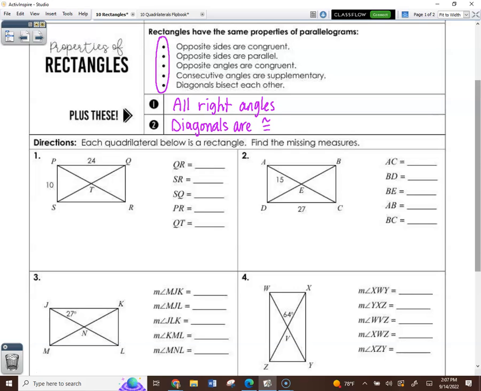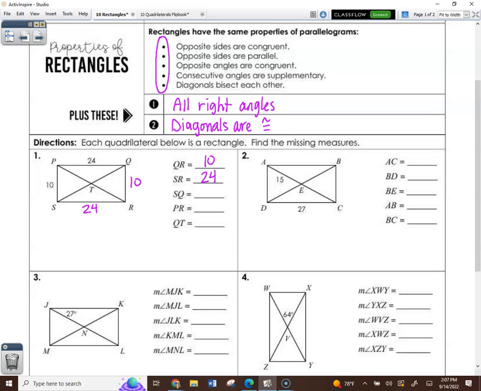Please look at number 1, and please find the first 2. It should be a piece of cake, which I'd love to have right now, but I don't. So let's just power through it. Please find the first 2. It helps to label your picture. Everybody should be good with the first 2.